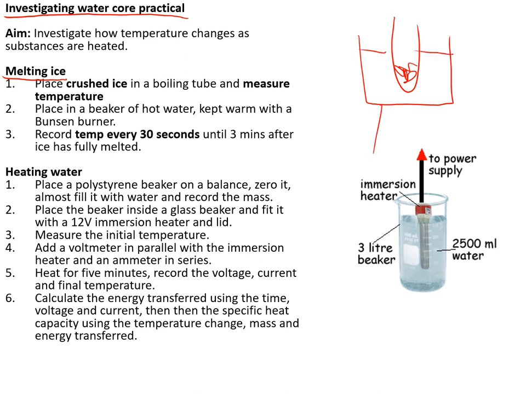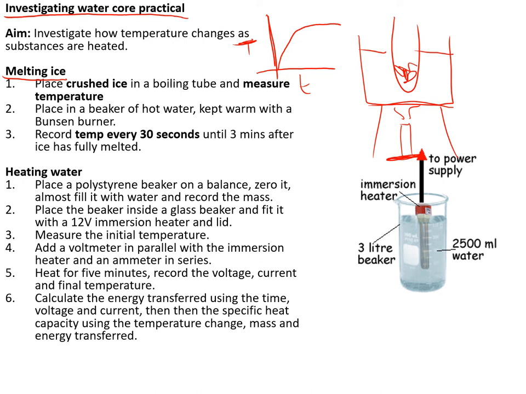Now we need to stop the water from cooling down. So we put it on a tripod and heated it with a Bunsen burner. I hope you appreciate my amazing drawing here. Heating it with the Bunsen burner just kept the water from cooling down too much. And we recorded the temperature every 30 seconds until 3 minutes after the ice had fully melted. The idea then was that we drew a graph, with time on the bottom and temperature on the y-axis. And if we did it properly, we got a graph that looks something like that.